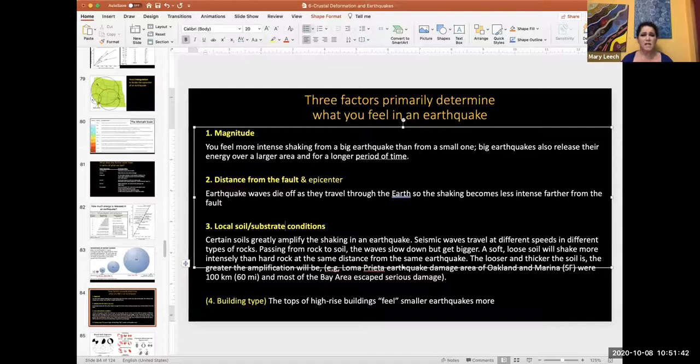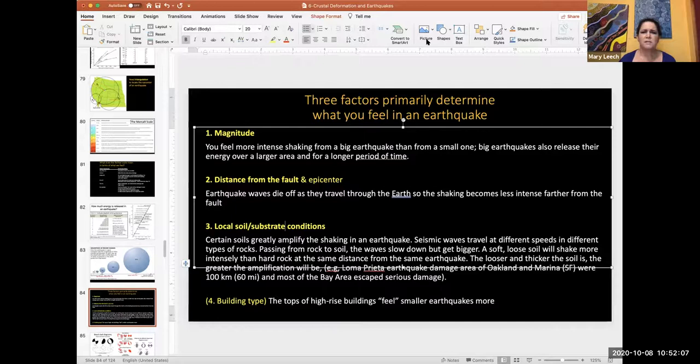Foster City, which is just south of the airport, is built on fill. So there's a lot of fill along the bay, in addition to those bay muds and the sands that amplify the shaking.